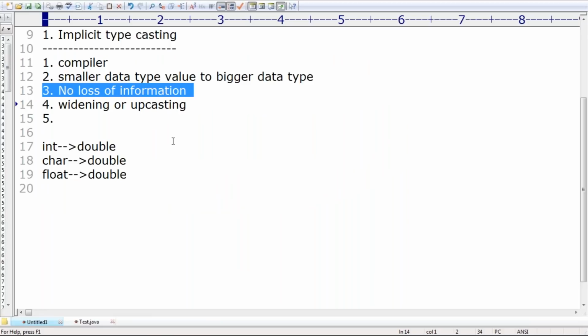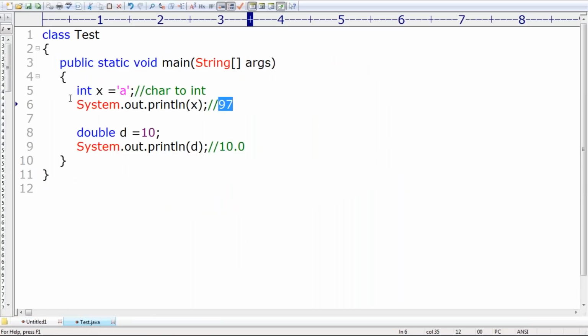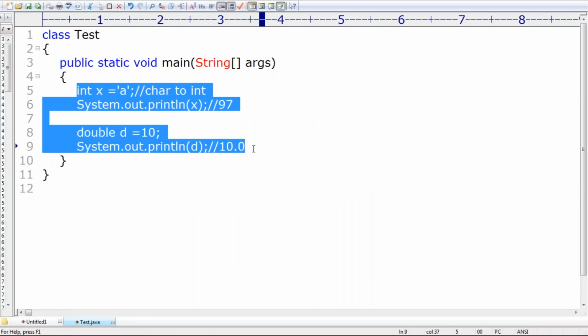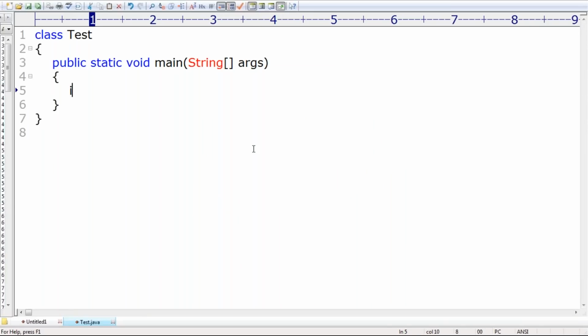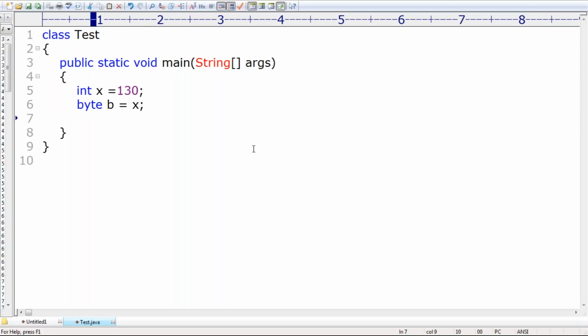Now have a look. Next point, a very dangerous thing. Observe very carefully: int x is equal to 130. Byte b is equal to x. System dot out dot println of b.